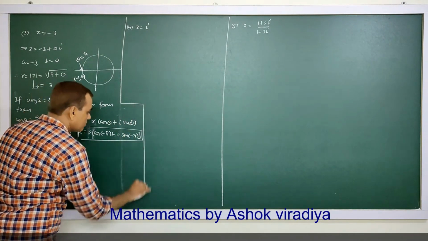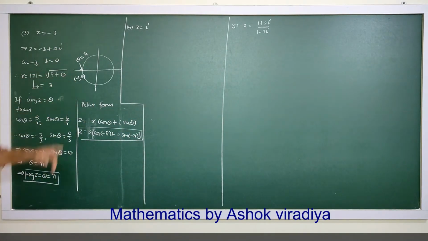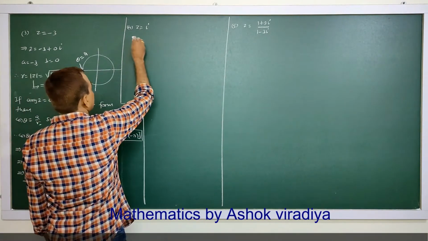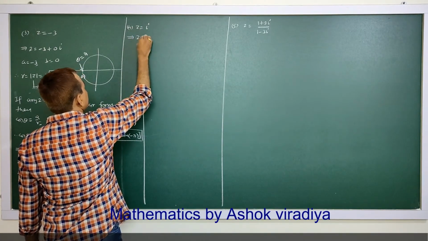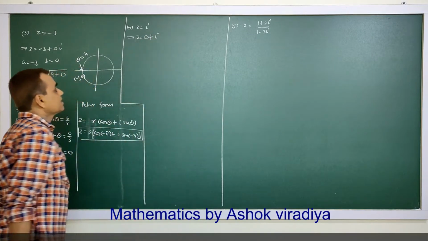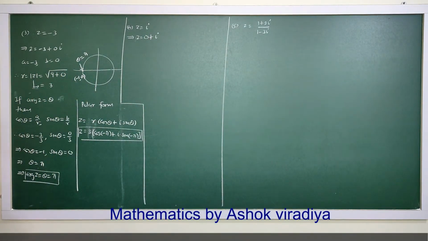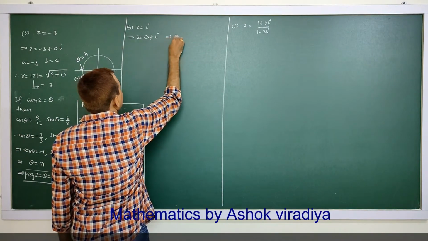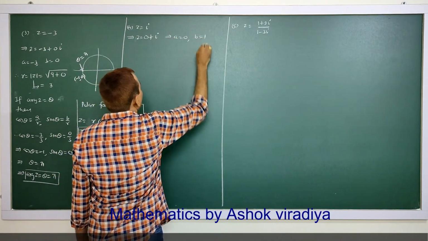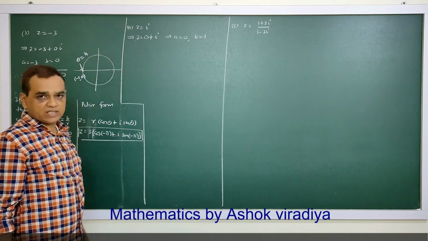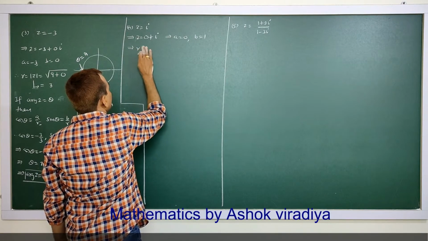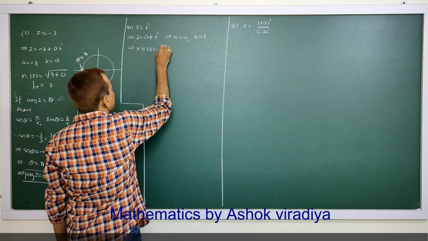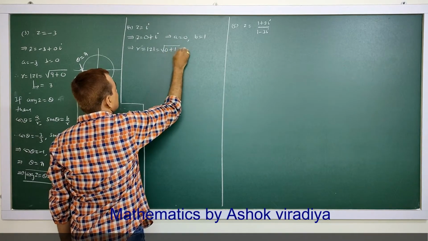Now, for z equal to i, z is 0 plus 1i, that means a is 0 and b is 1. So the modulus of z, that is r, is equal to the square root of a square plus b square, that is 1.